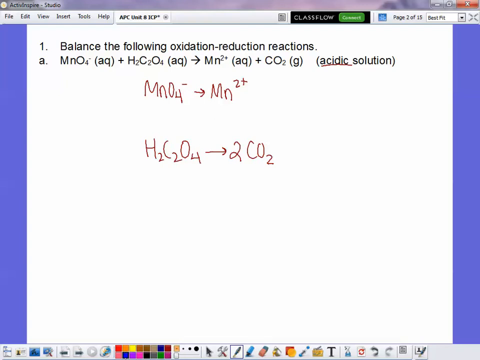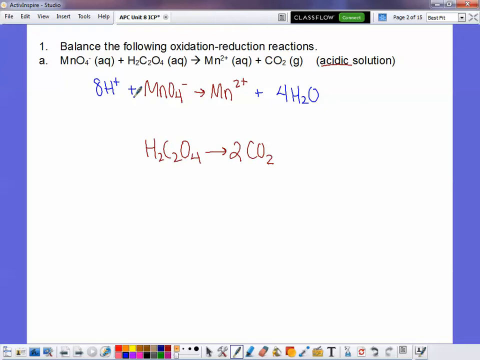Okay, so in our first half reaction, we need to balance out the oxygen. I need how many waters? 4 waters on which side? The right side. And then that gave me 8 hydrogens. So what am I going to add to the left to balance out the hydrogen? 8 H pluses.